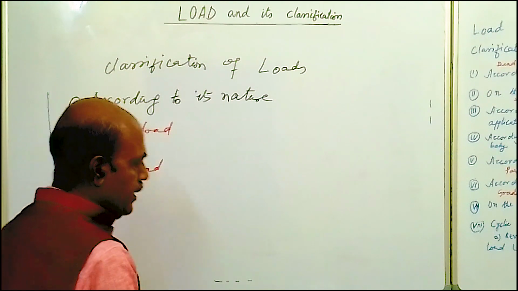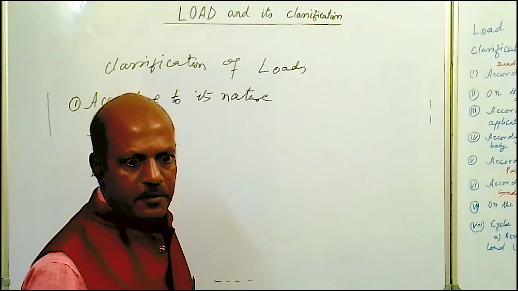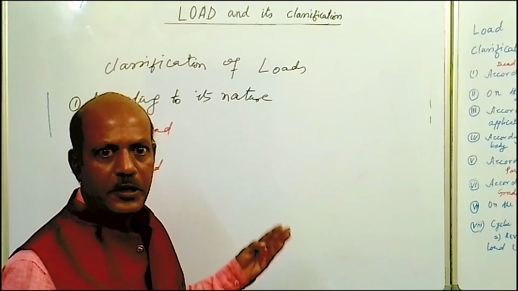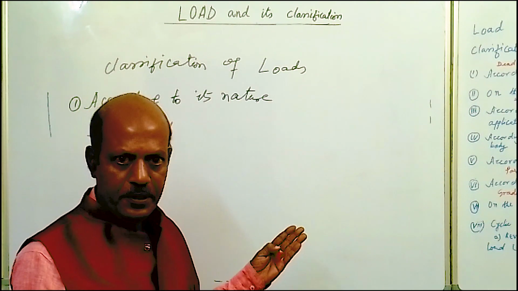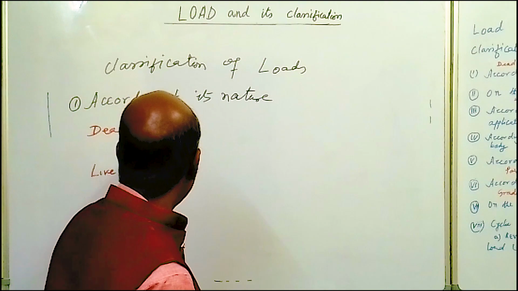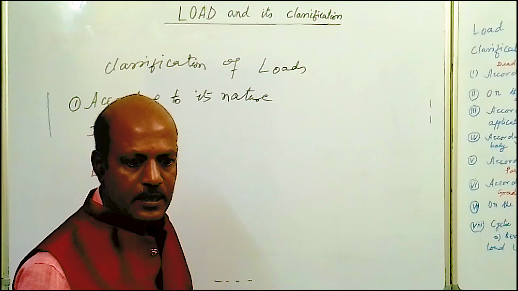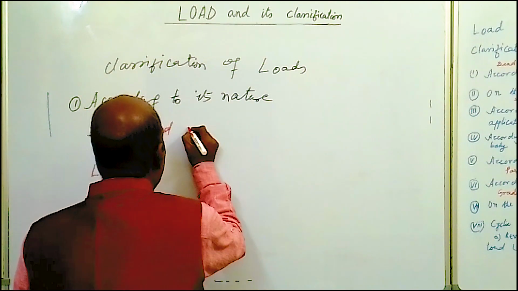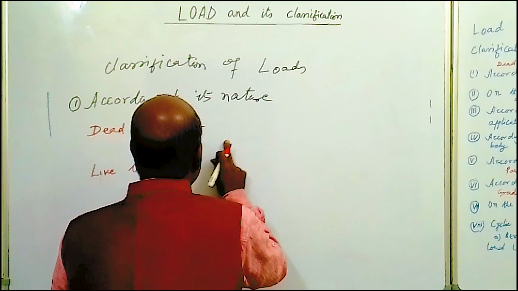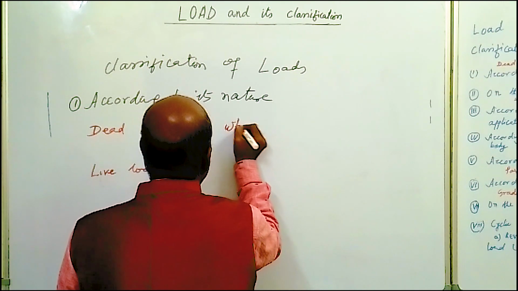So the first one is the dead load. This kind of load is permanent and will remain at the same location throughout its life period. That kind of load is called dead load: the load which remains at the same location and is permanent. For example, the weight of a structure.